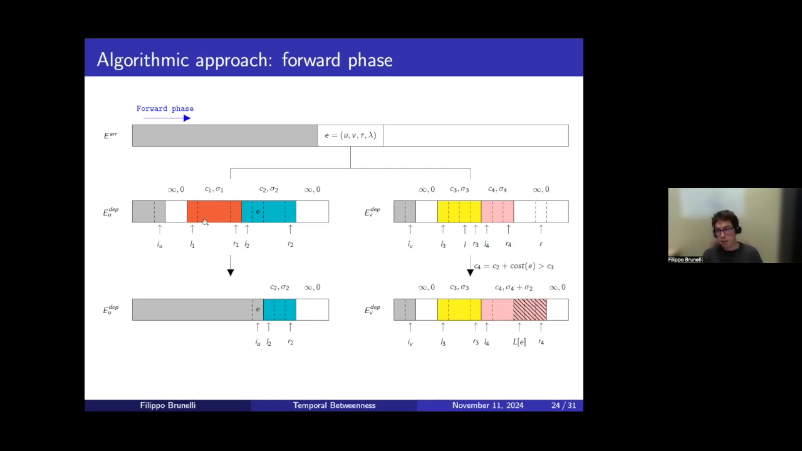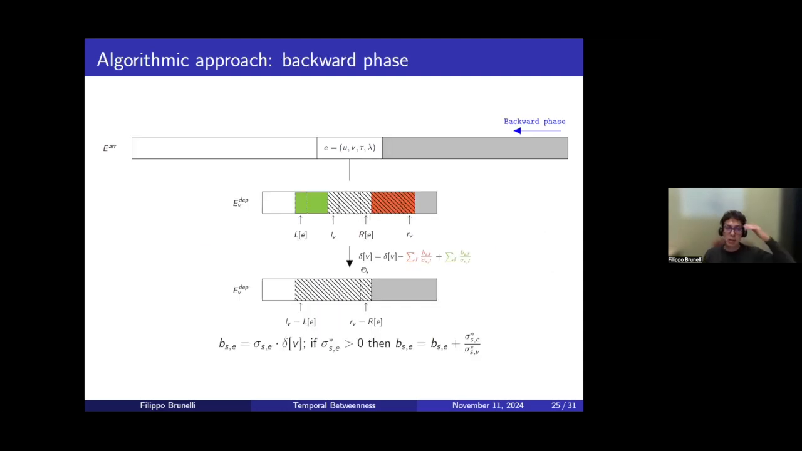So after this first forward phase, for each temporal edge, we managed to compute the minimum cost of a walk ending with that edge, and how many of these walks there are in the graph. We have the count of this number of walks.